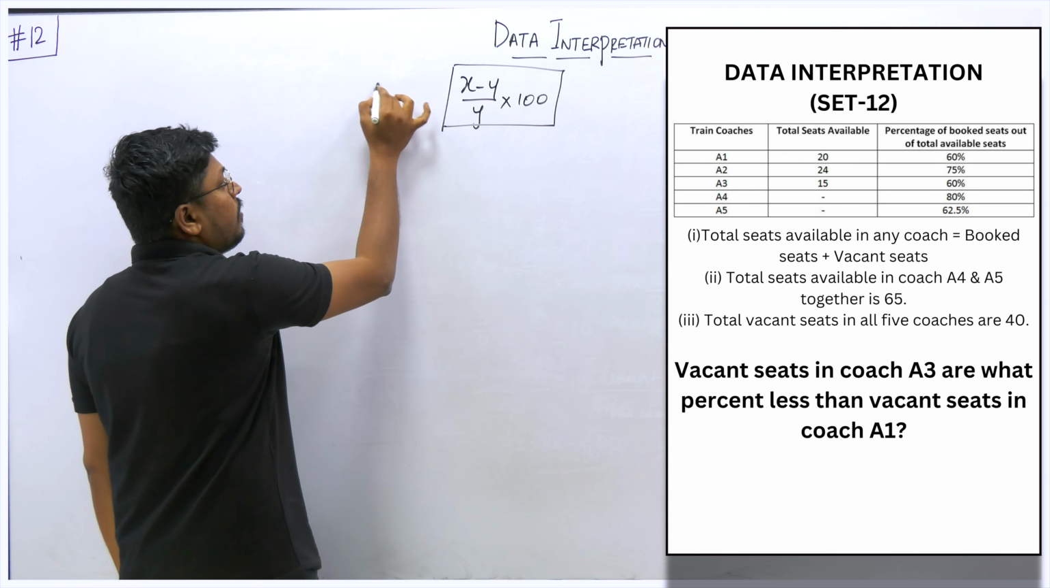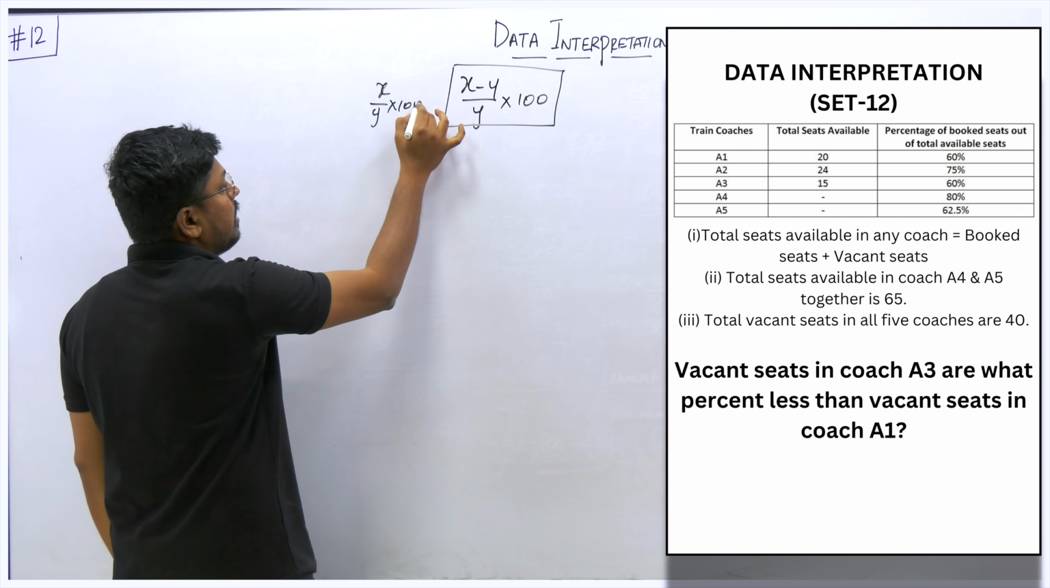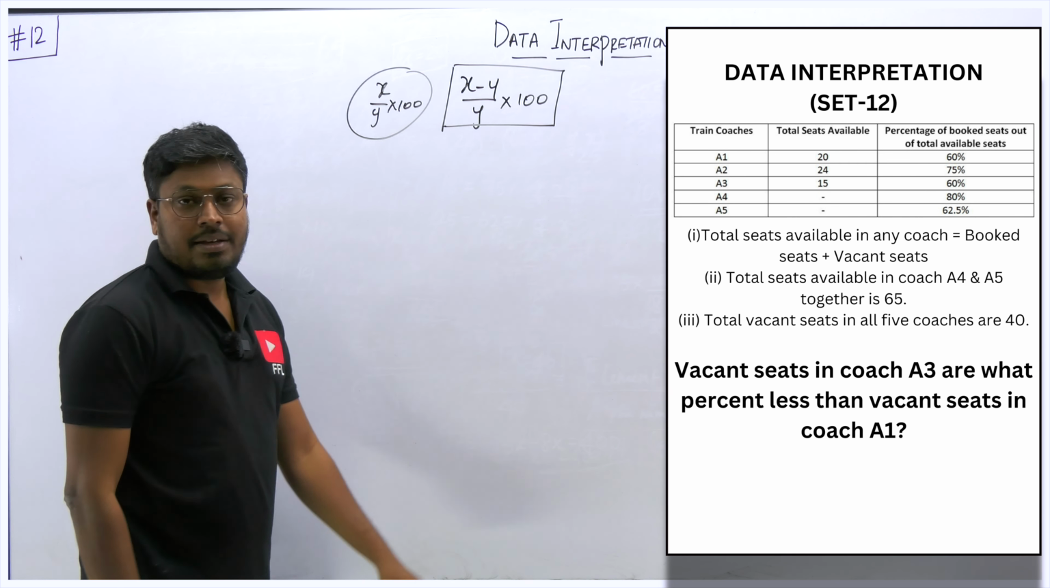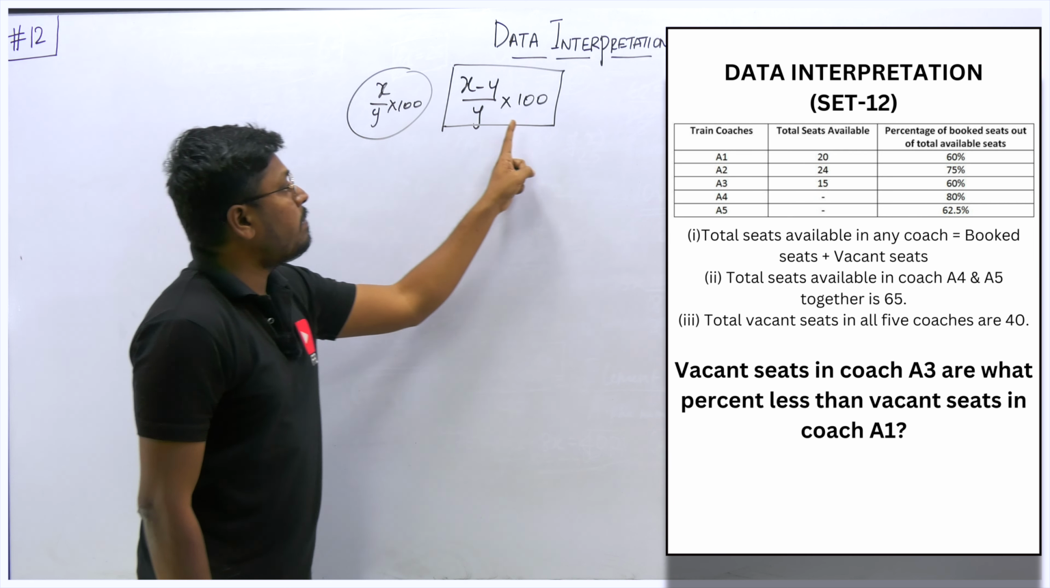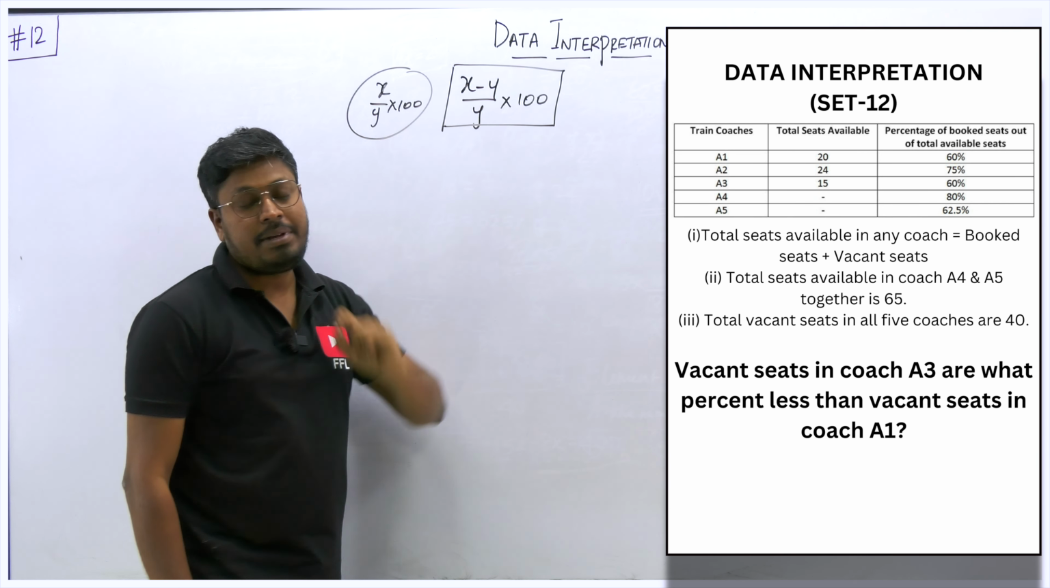Most important, another formula we have is x by y into 100. So x is what percentage of y. So this will be the formula. X is what percentage more or less than y. This will be another formula, right?